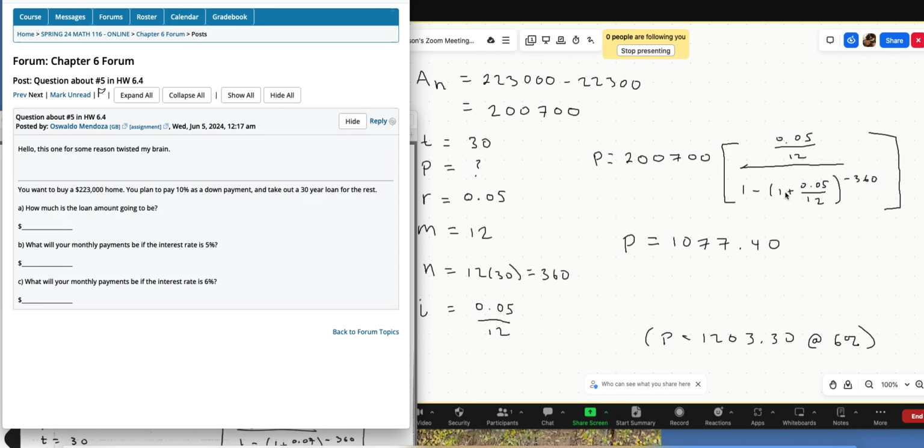For me, what I did was I did this inside piece, the denominator, first. So I did 1 plus 0.05 divided by 12, made that a number, raised it to negative 360, made that a number, and then did 1 minus that number. And on all of these, I'm letting the calculator keep track of all those decimal places. So then once I got this down to some number, I did 0.05 divided by 12, and I had parentheses around that.